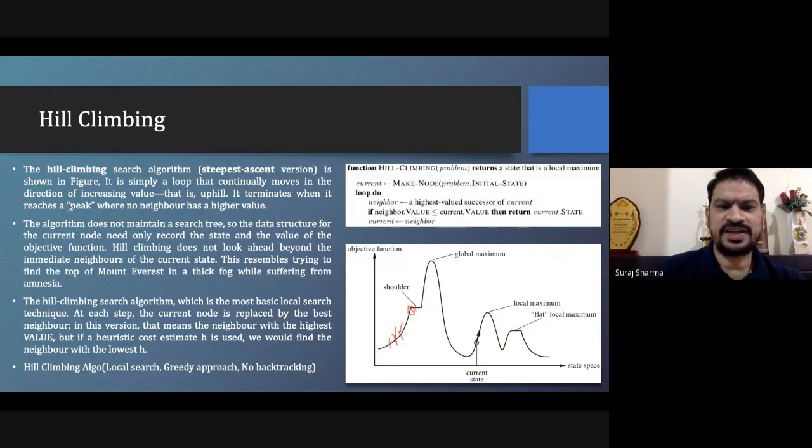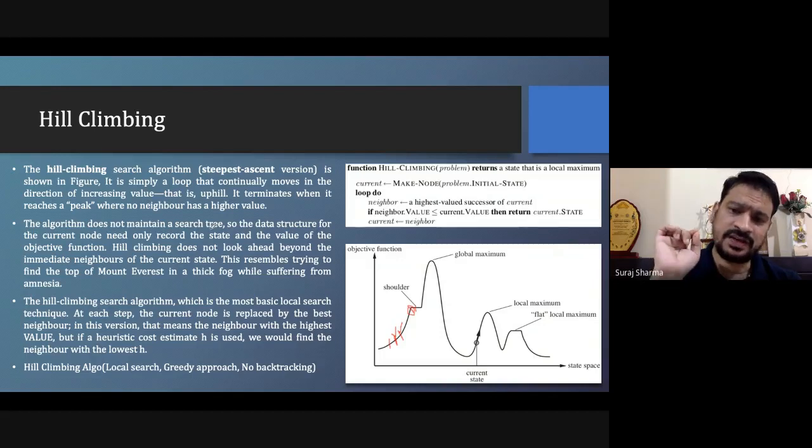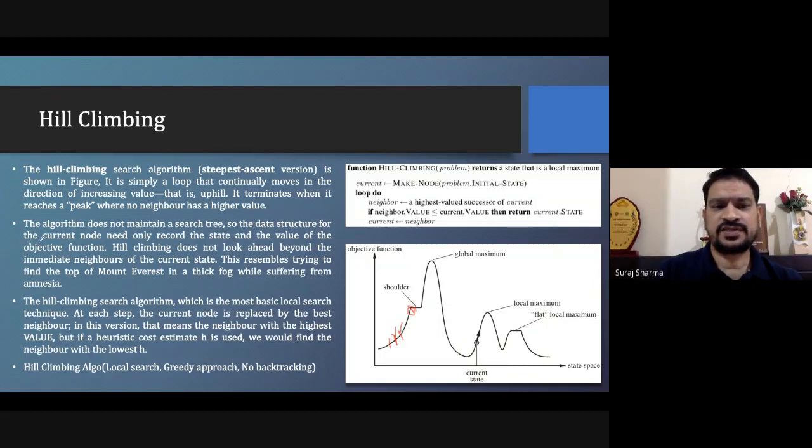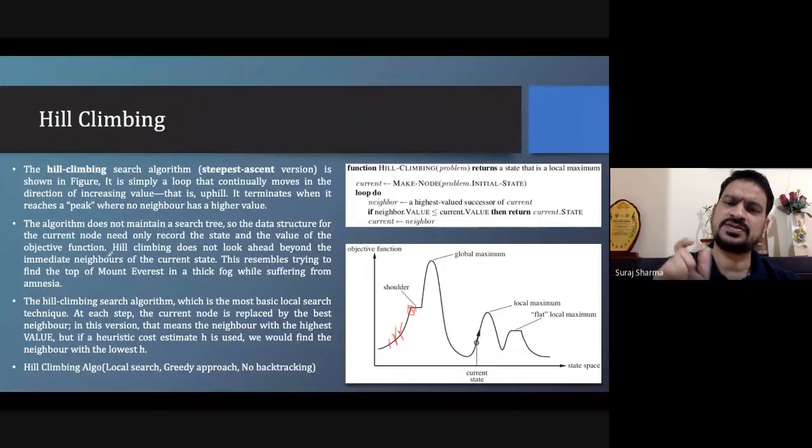It terminates when it reaches the peak where no neighbor has a higher value. This is the algorithm. The algorithm does not maintain a search tree, because it is a local search algorithm. We are not going to store the search tree. We have only one piece of information, the current node, and another, what my neighbor node is. The data structure for the current node need only record the state and the value of the objective function. So the objective function value should be associated with each and every node, and there should be the current node and its neighbor node.